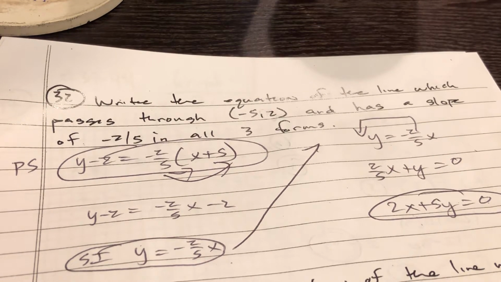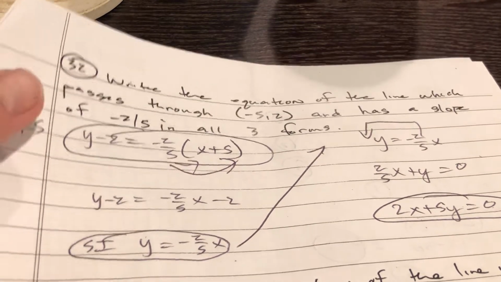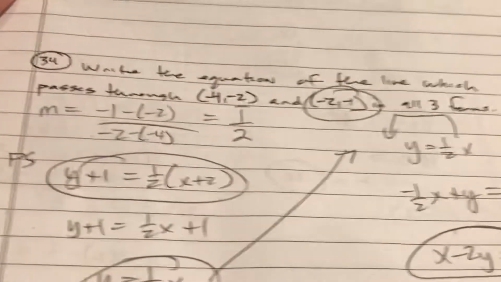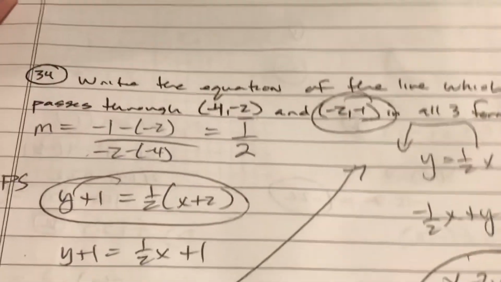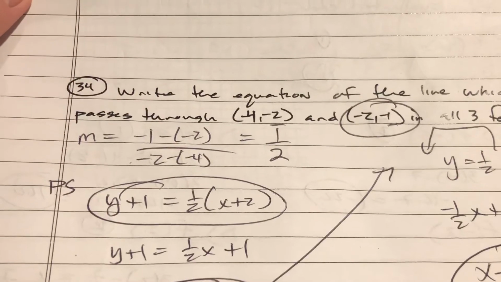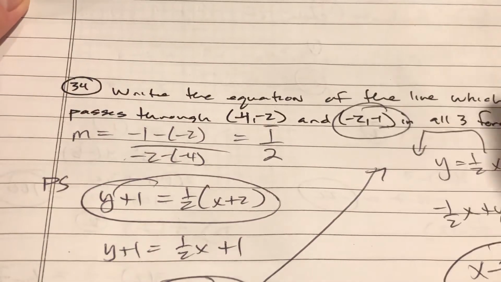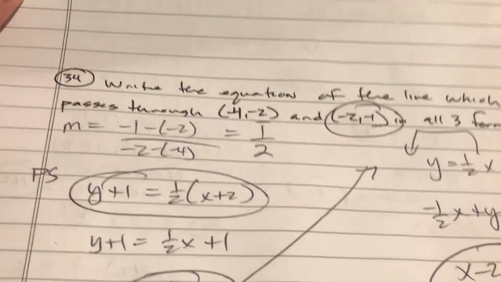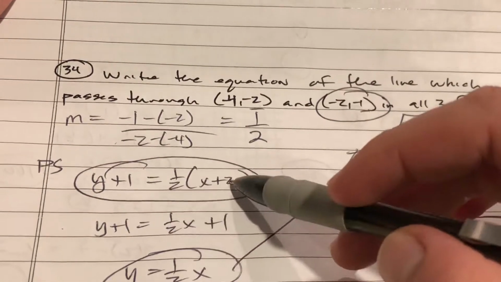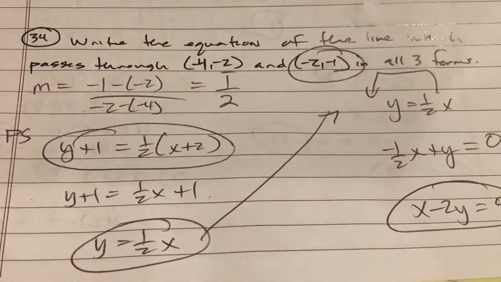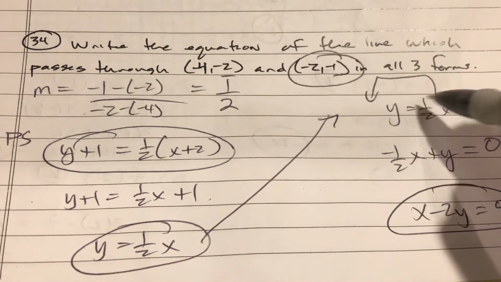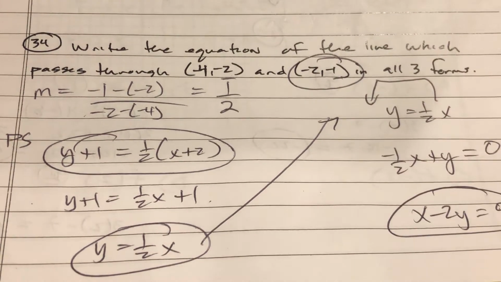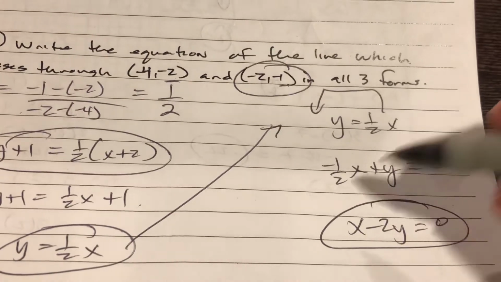Multiply everything by 5. Do 33, because on 34 you get another y-intercept of 0. So your slope is a half. I chose this ordered pair. y plus 1 is equal to 1/2 times x plus 2. Do a little distribution, 1/2 x plus 1. Subtract 1 from both sides. Move the 1/2 x over. Multiply everything by negative 2.